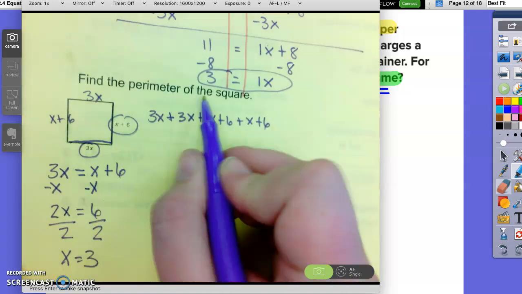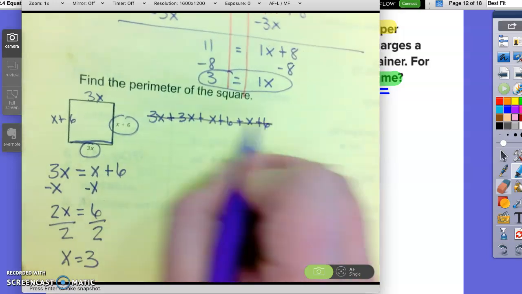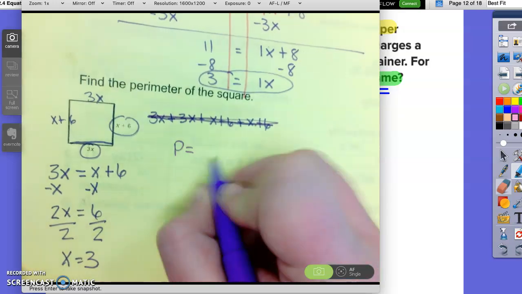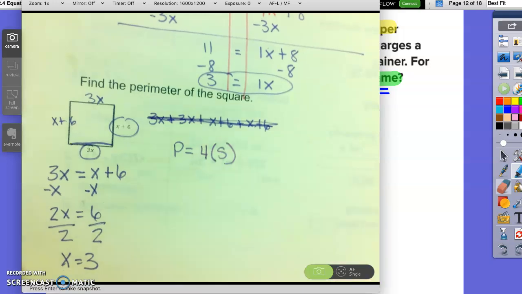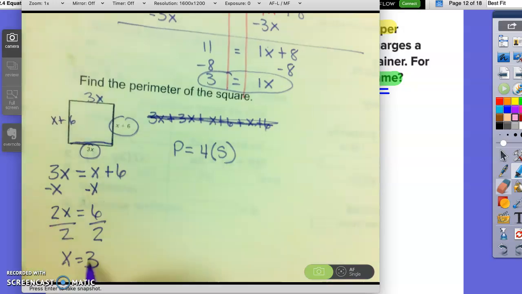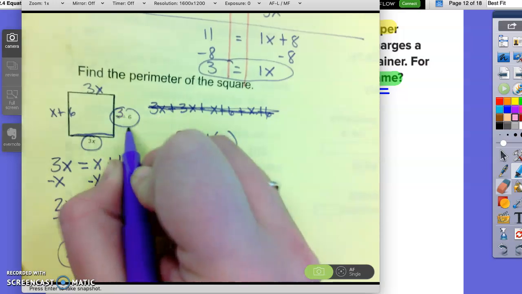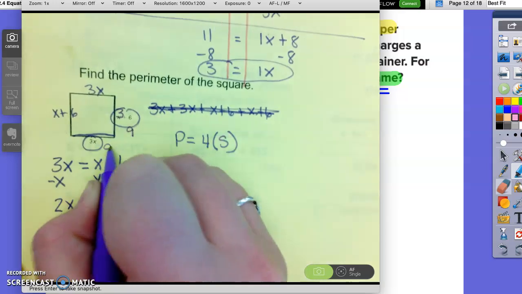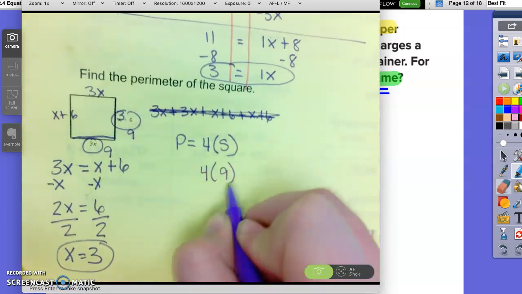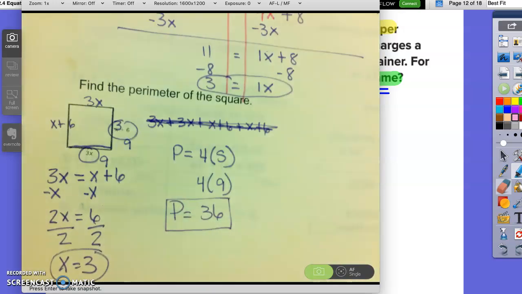Well, the perimeter here is, so we're going to not do this. This is more work. We're not going to do that way. But the perimeter is going to be 4 times whatever the side length is. Well, the side length is 3x or x plus 6. Our x, we figured out, was 3. So 3 plus 6 is 9. 3 times 3 is 9. Either way you look at it, the side length is 9. So 4 times 9, so the perimeter is 36. And that's what they're asking us to do.